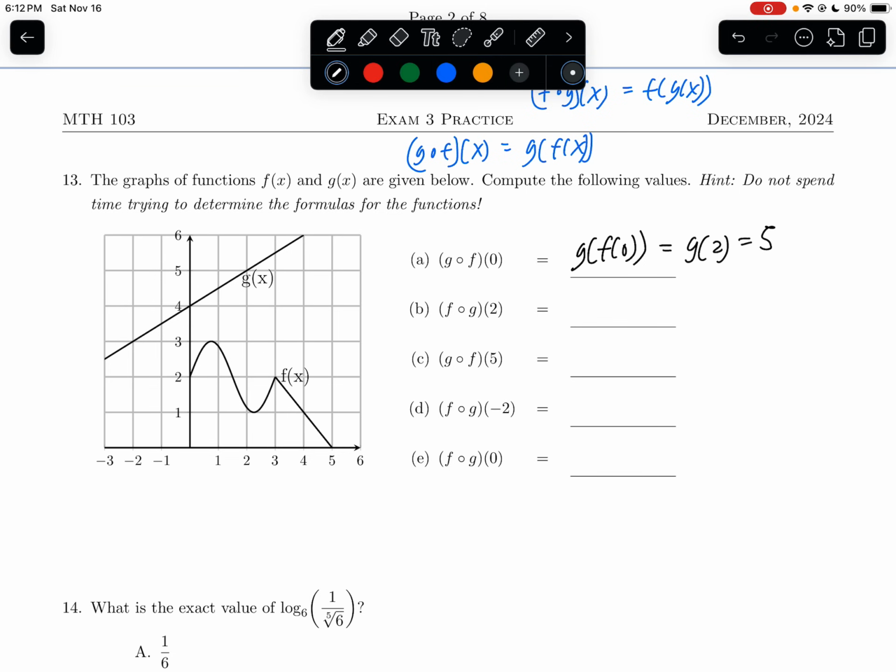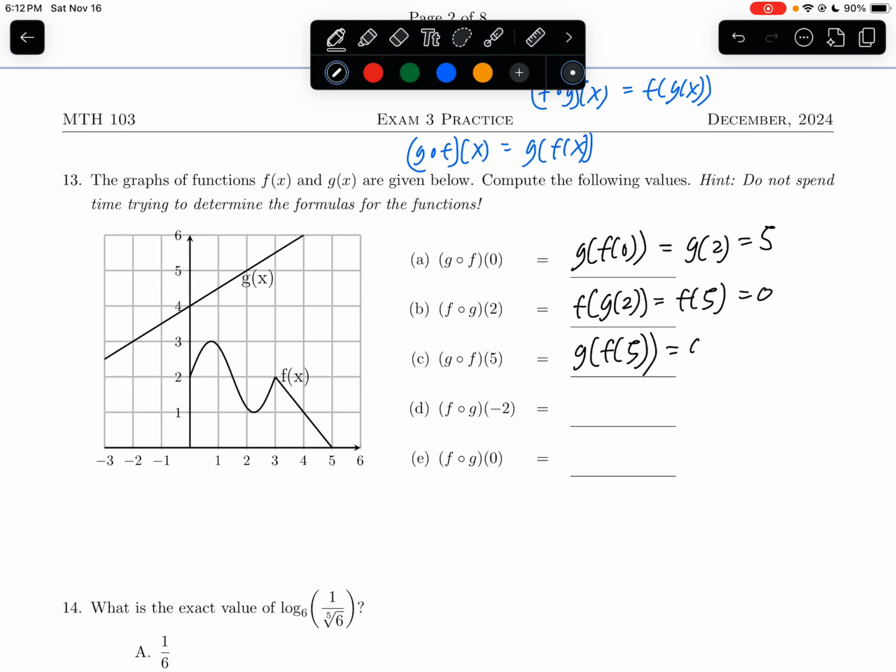And then we can keep going through. This is f of g of 2, and g of 2 is 5. We actually just did that. So then it's f of 5, and f of 5 is down here at 0. The output value is 0, and so we get 0. Fine. And this is then g of f of 5.